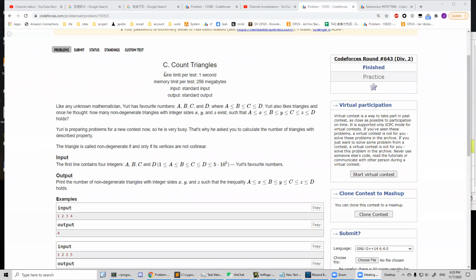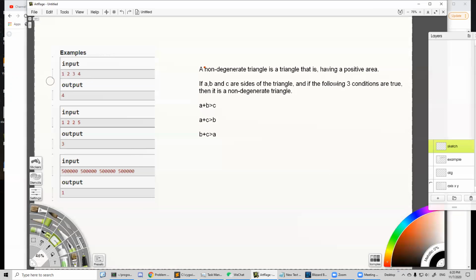Hey guys, today we are going to discuss this problem. So we are going to use the example here. It will give us four numbers, A, B, C, D, right? Four numbers.